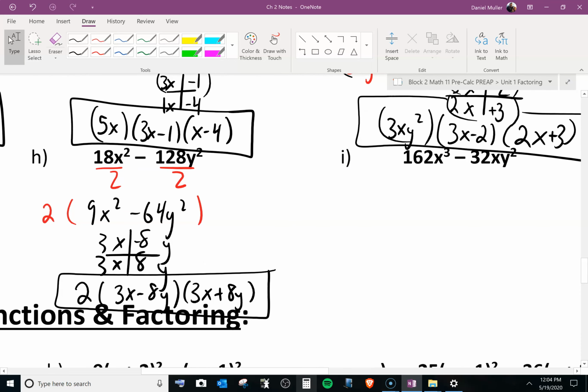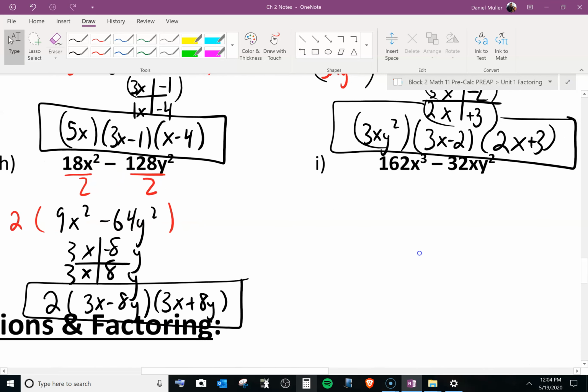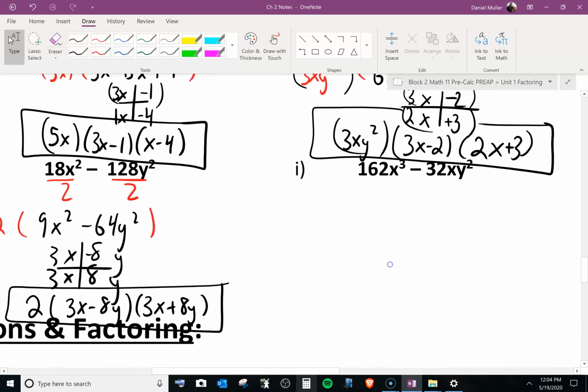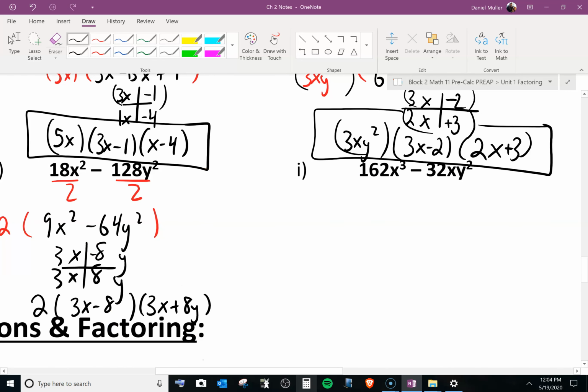Yeah, that looks good. Oh no, what on earth is going on for this one? Looks like we can take out a bunch of things, but I think I'm just going to take out a 2. And the reason I'm thinking 2 is half of this, if I take a 2 out, is 81, and 81's perfect, and half of this is going to be 16, which is also a perfect square.